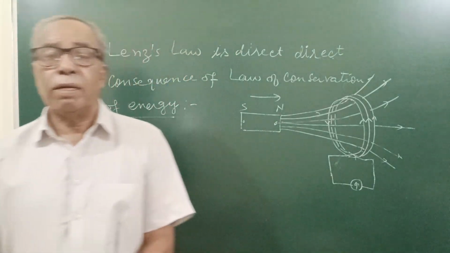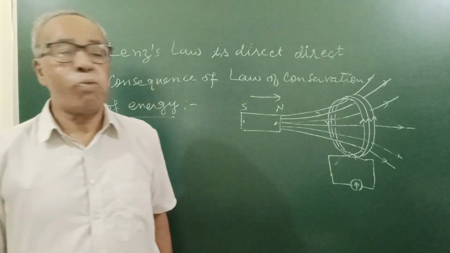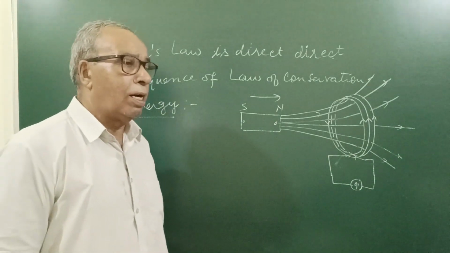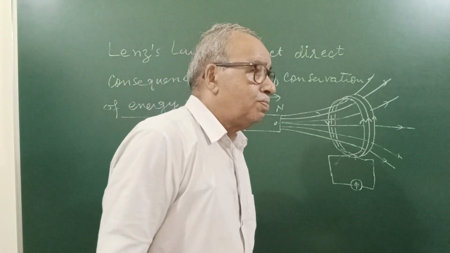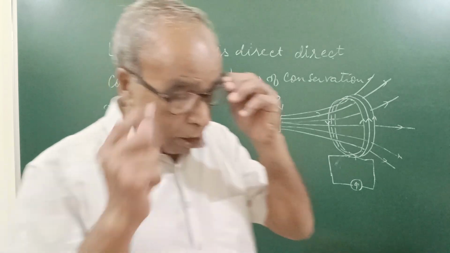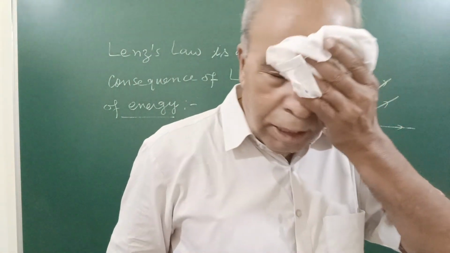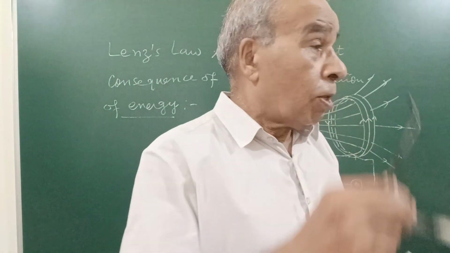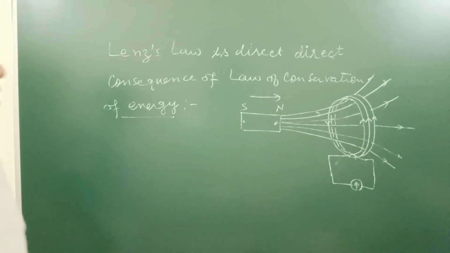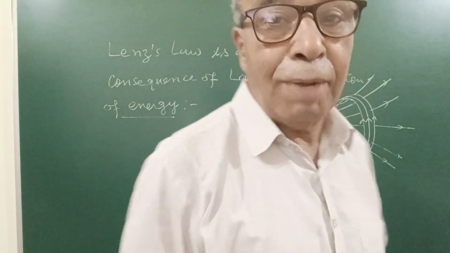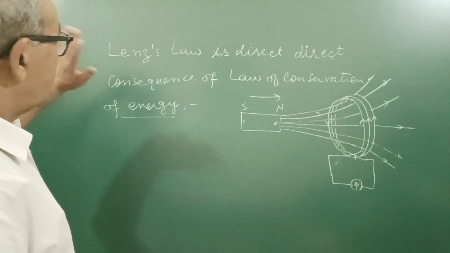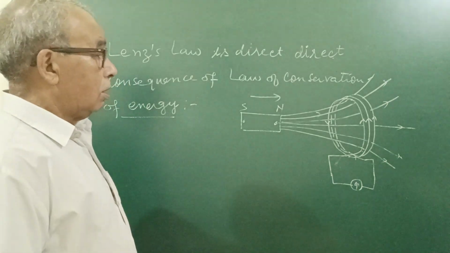Yes, dear friend, in the last video I explained the laws of electromagnetic induction. One was Faraday's law, the other was Lenz's law. Faraday's law gives the magnitude of induced EMF in a closed circuit or across the ends of a conductor, while Lenz's law is the basic law to find the direction of induced current or induced EMF. And here we will see how Lenz's law is derived.